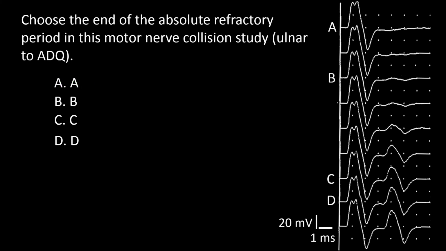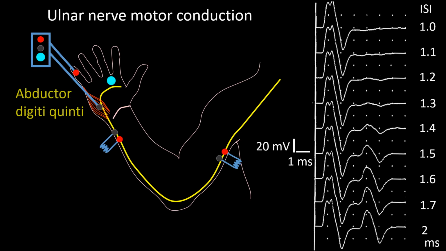Next question. Choose the end of the absolute refractory period in this motor nerve collision study. The study was done stimulating the ulnar nerve and recording from the abductor digiti quinti. Please take a look at the study and decide which is the right answer, A, B, C, or D. This frame illustrates an ulnar nerve motor conduction study to the abductor digiti quinti with two stimulators, one at the wrist and the other one at the axilla.